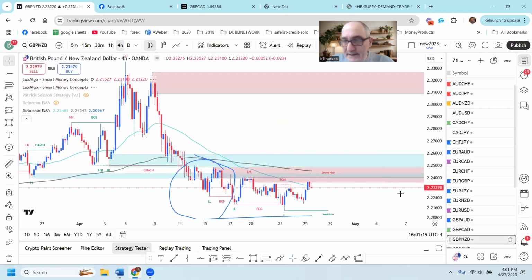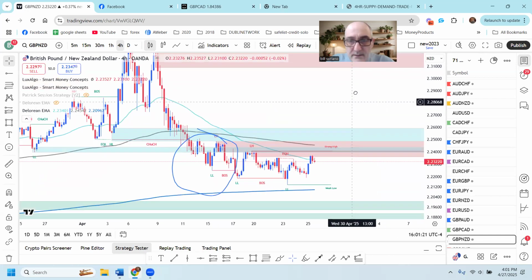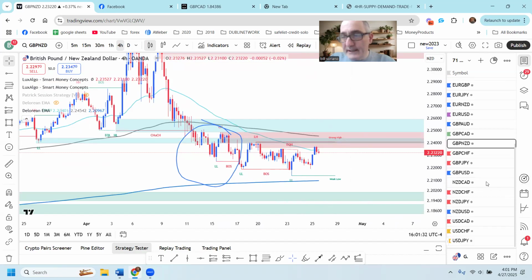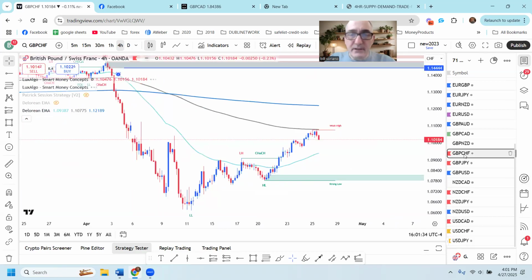GBP NZD. Okay, this one price is above the 800, giving you a bullish inclination, but the 50 is below the 200, so we're not going to give that a flag or set any alerts.